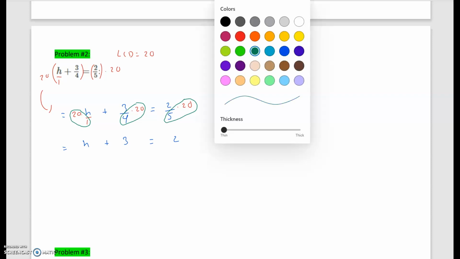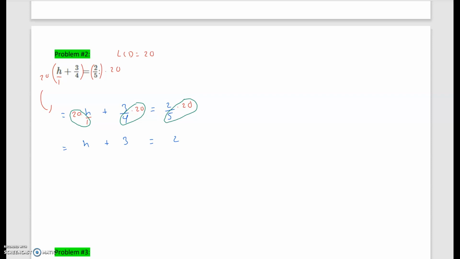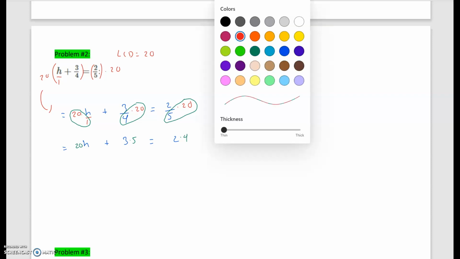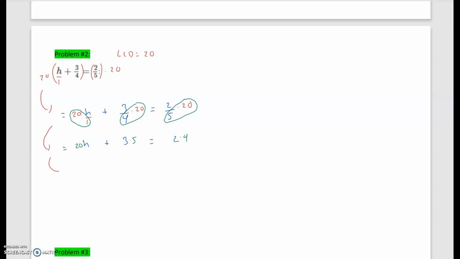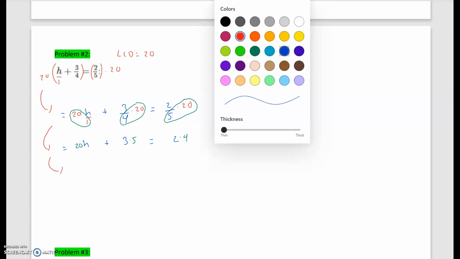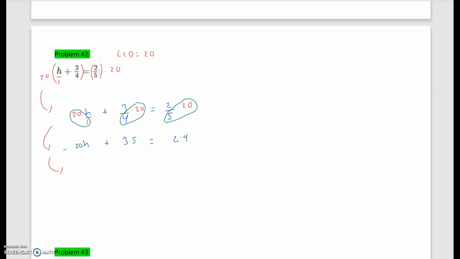And let me write in green the values that result from the divisions. So 20 divided by 1 is equal to 20. And then 20 divided by 4 is equal to 5. And 20 divided by 5 is equal to 4. So our resulting equation after the cancellation of all fractions is actually going to be 20h plus 15. This is equal to 8.